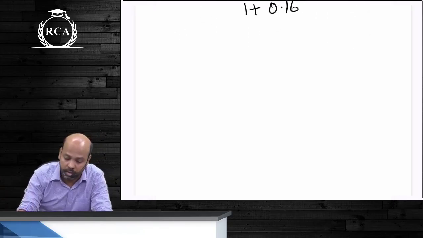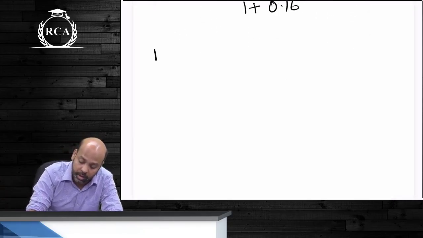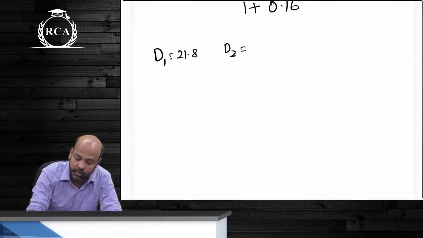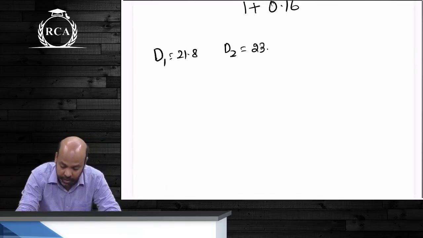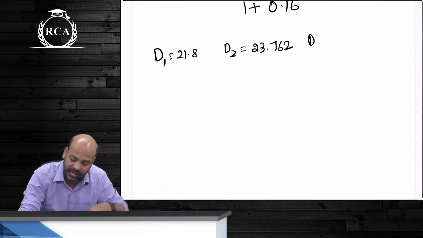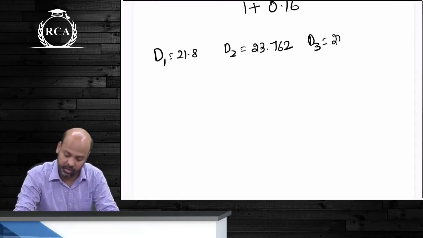Let's go one step ahead better here. D1 was how much? 21.8. D2 was 23.762. How much will be D3, guys? Increase this by 9%.